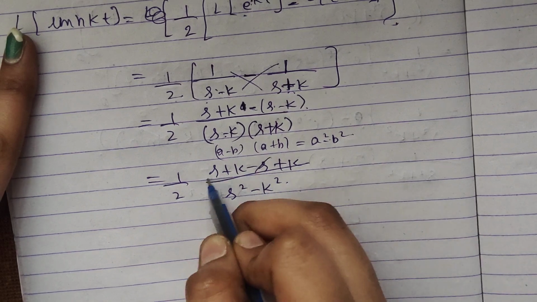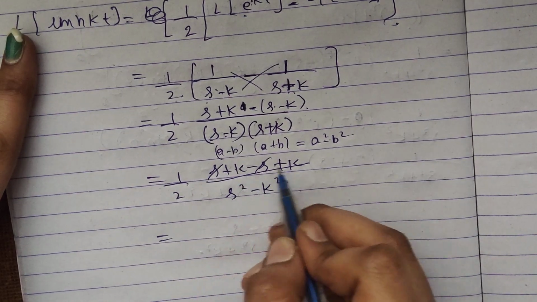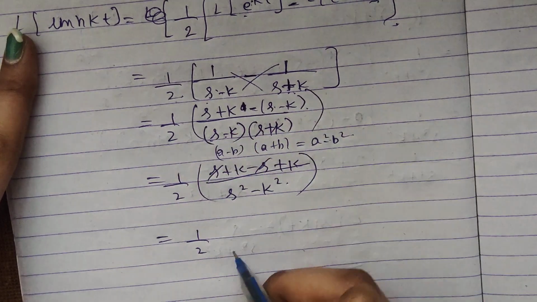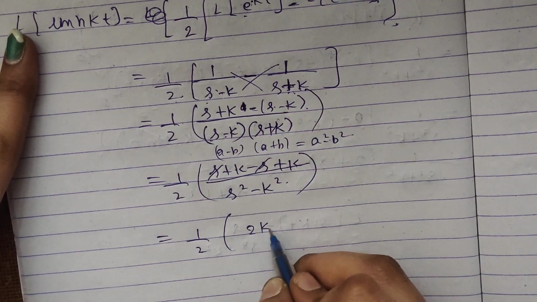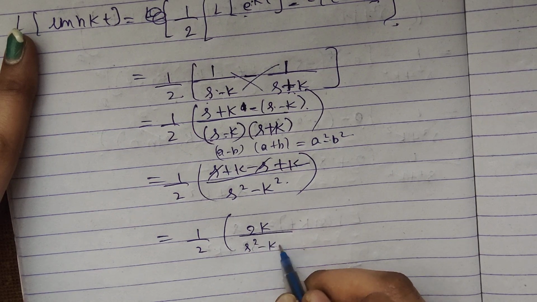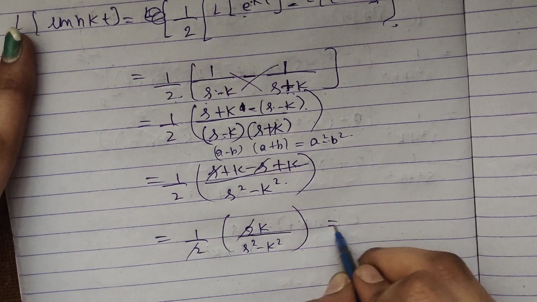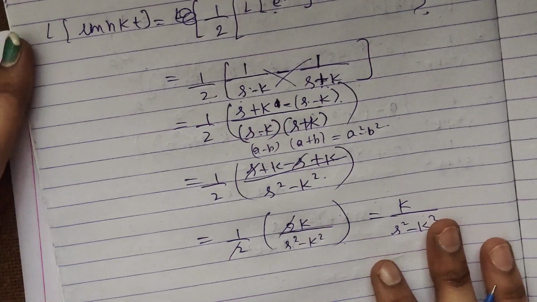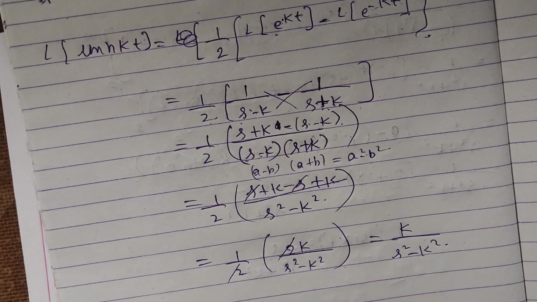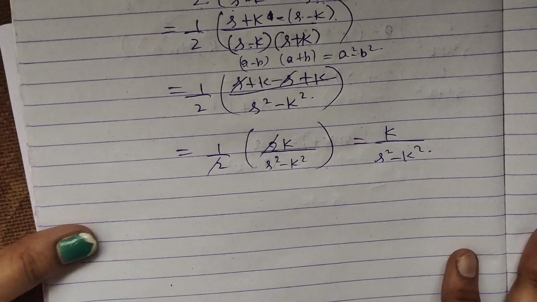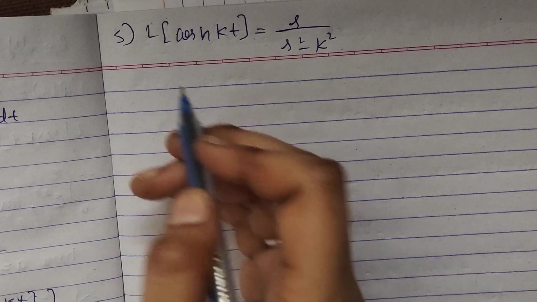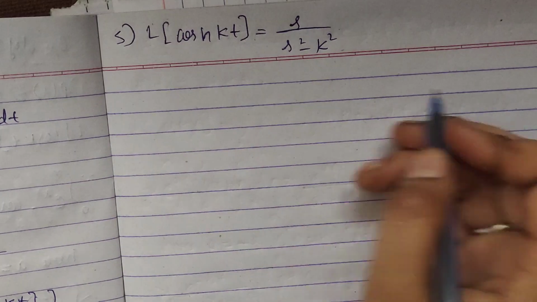Here s get cancelled, then k plus k means 2k, right? 2k divided by s square minus k square. Here 2 get cancelled. We obtain the function k divided by s square minus k square. This is the proof for the elementary function. Next, having the last function, this is the last function we're going to prove.